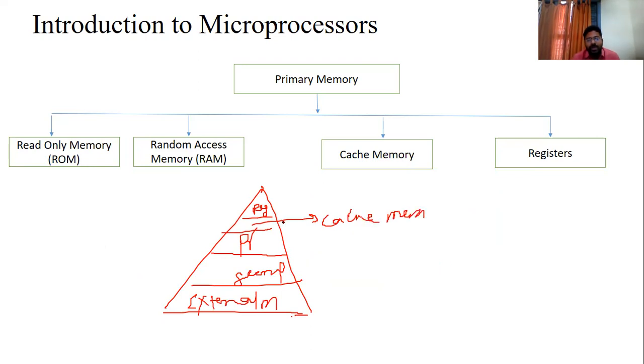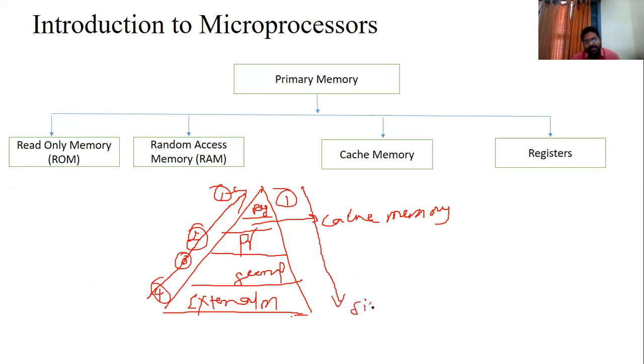Now you can see the registers. The first one connected to the microprocessor is the registers. The registers are accessed first by the microprocessor, then the primary, then the secondary, then the fourth. Whenever it comes down, the memory size increases. Compared to the registers, primary memory size is more. Compared to the primary memory, secondary memory size is more. Compared to the secondary memory, external memory size may be more.